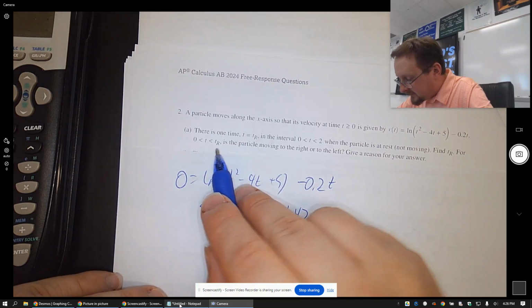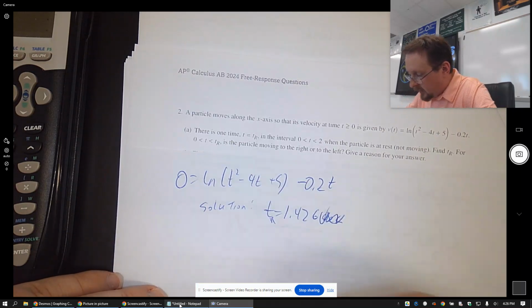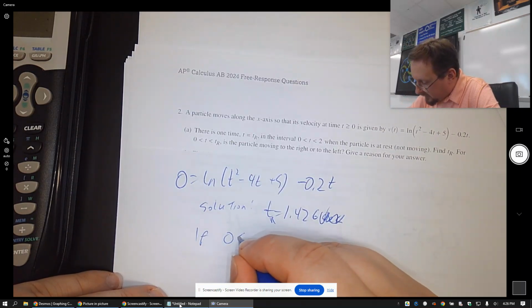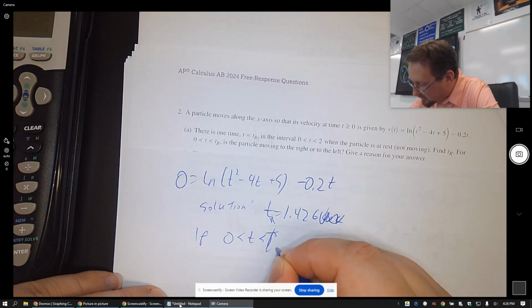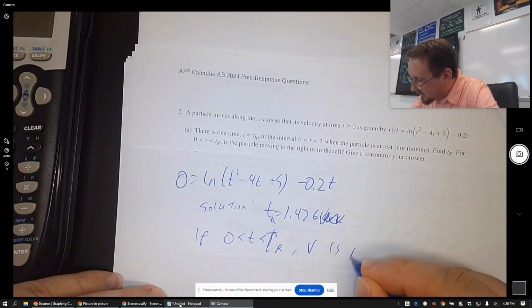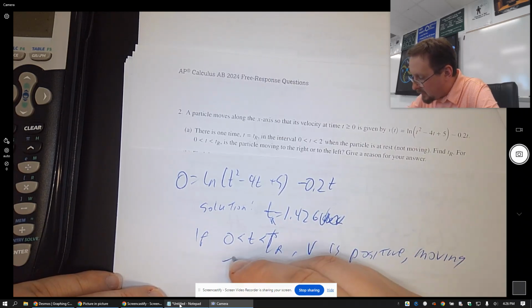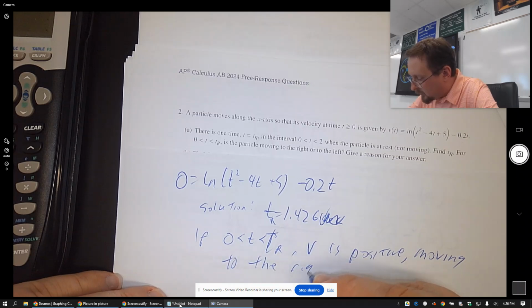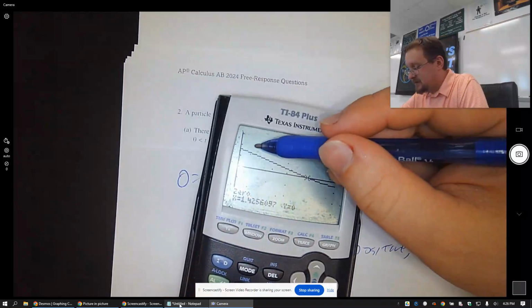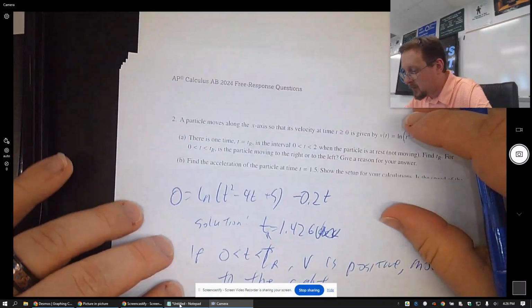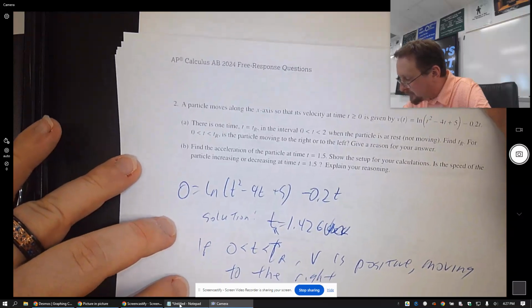Okay, less than t_R. So this is t_R. So if 0 is less than t is less than t_R, the velocity is positive, so it's moving to the right. And how do I know the velocity is positive? Because there's a velocity right there. It's a positive number.